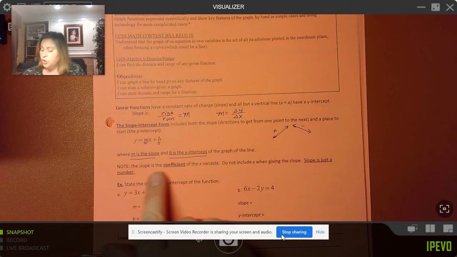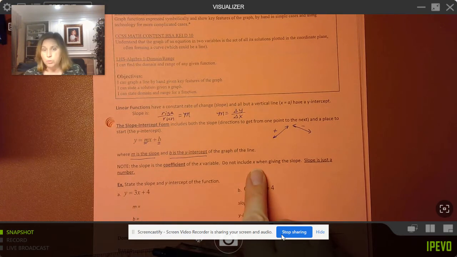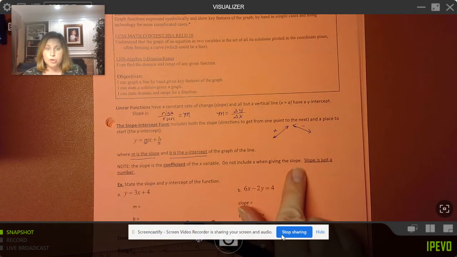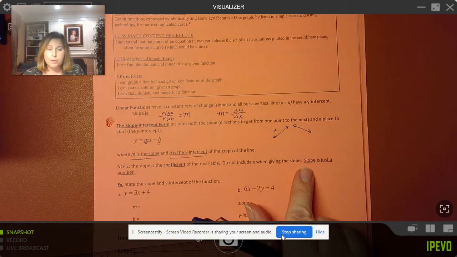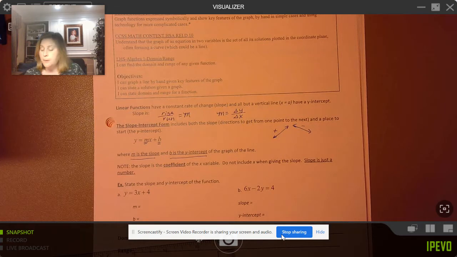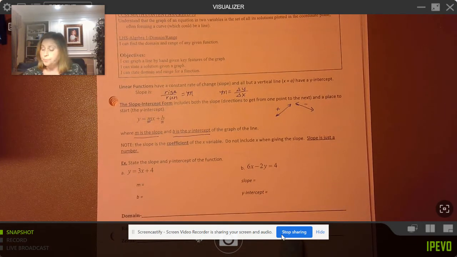The slope is the coefficient of the variable. Do not include x when you're giving the slope. Slope is just a number. And the number could be a whole number, it could be a fraction, it could be positive, it could be negative, but it is just the number, not the x. So please do not include the x when you're giving the slope. That will be incorrect. So it's just a ratio of how steep the line is.